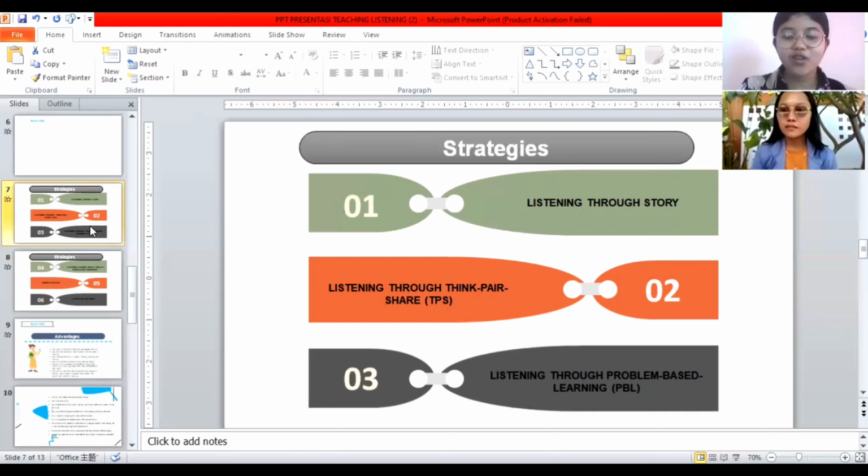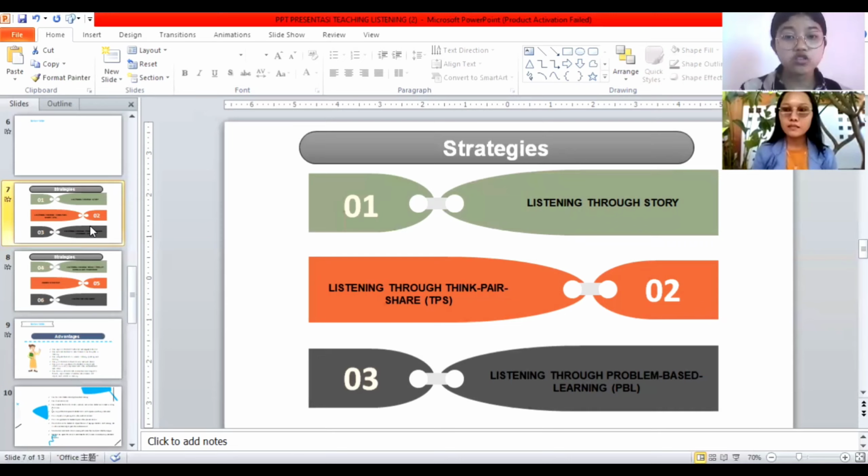Next, I will explain about listening through think pair share, or we usually call it TPS. The TPS strategy emphasizes what will be done. This strategy is a simple strategy based on cooperative learning principles, and it is able to increase the participation of each student in learning. There are some stages in this strategy: think, pair, and share.